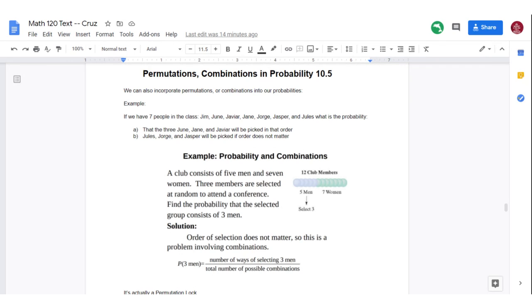Okay, so 10.5 is essentially permutations and combinations in conjunction with probability. All right, so what does that mean? Well, that means we're going to use these counting methods that we learned with the concepts of basic probability. So essentially what we're doing is we're taking 10.1, 10.2, and 10.3 and putting those together.